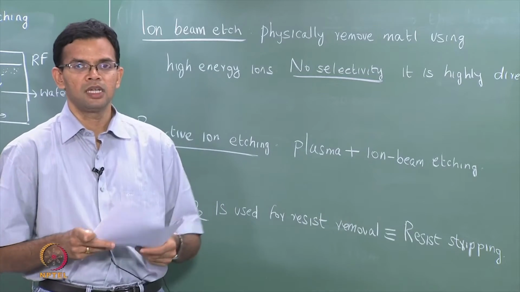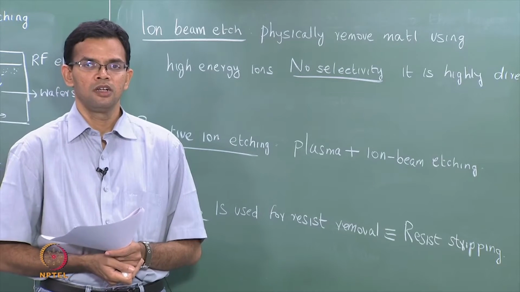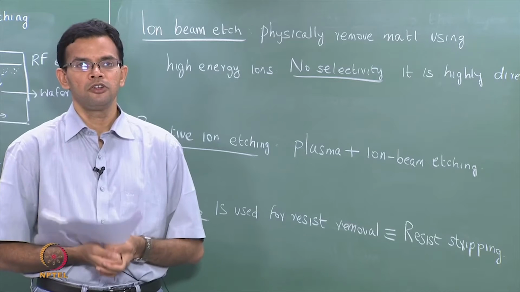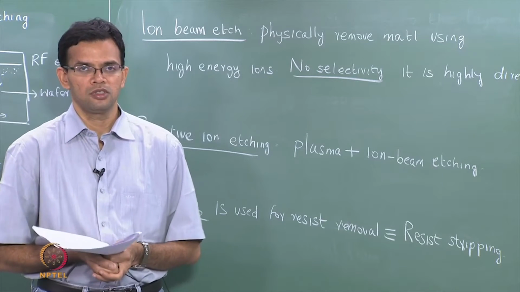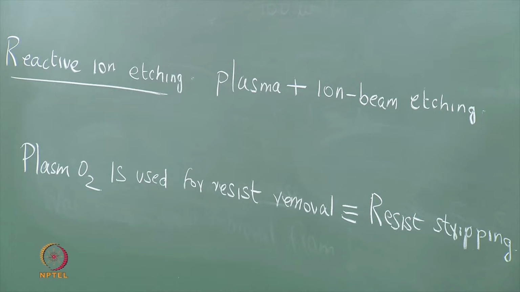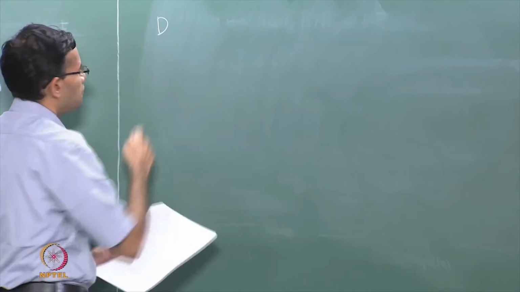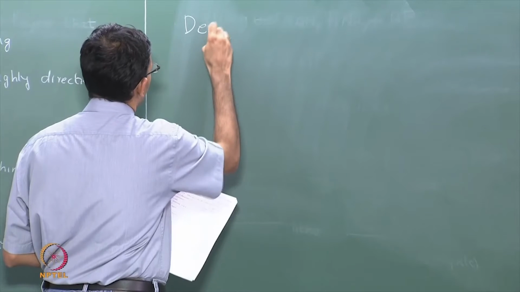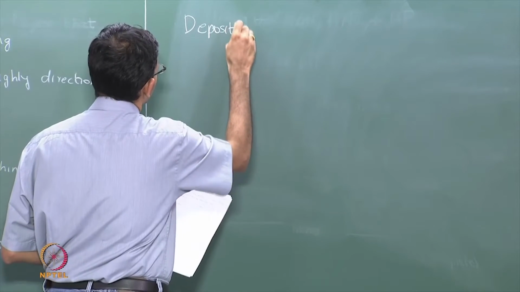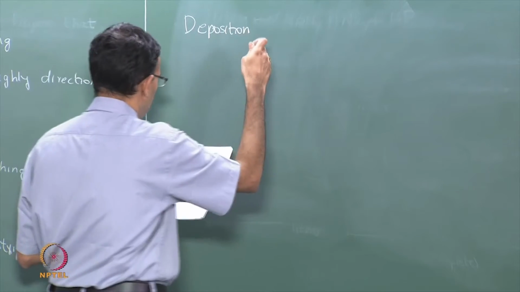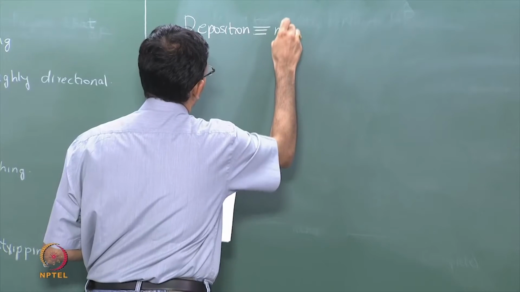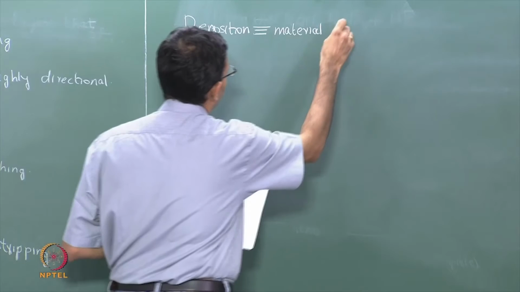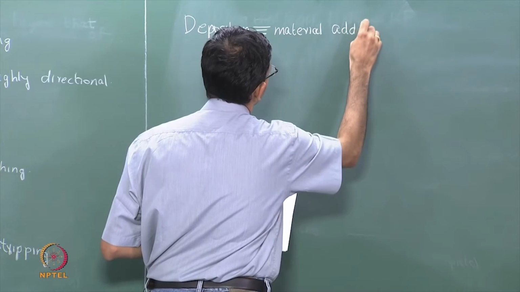So we have looked at some of the etching processes. In the case of etching, we are removing material. Now we are going to look at some of the growth processes. So if etching is removal of material, deposition is addition of material. So you have material that is added to the wafer surface.